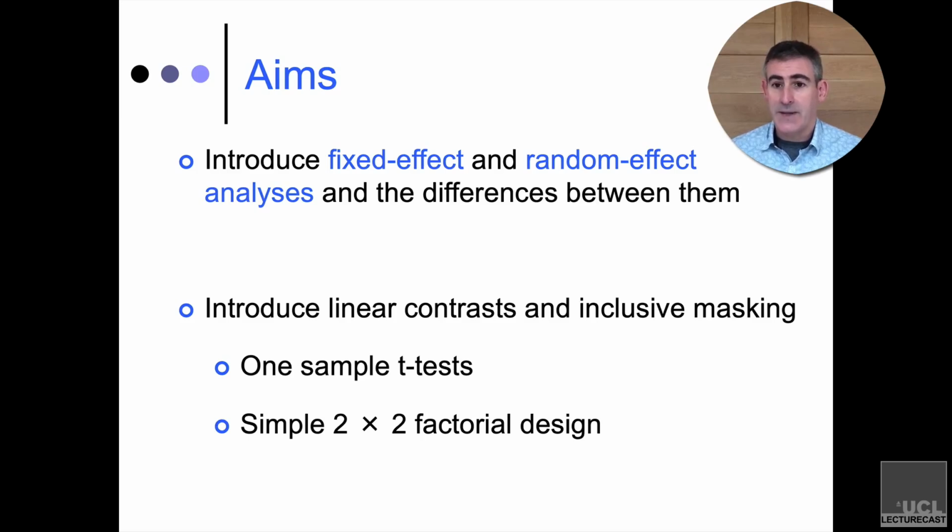And I'll go through that particularly in the second video with an example using a 2x2 factorial design, which is a very common and powerful way of designing fMRI experiments. That is to say, you have 2 factors, each of which has 2 levels, and you look for both main effects and interaction terms. So because that's such a common approach, I think it's worth going through that in some detail, and it's a really good way of illustrating the importance of inclusive masking.